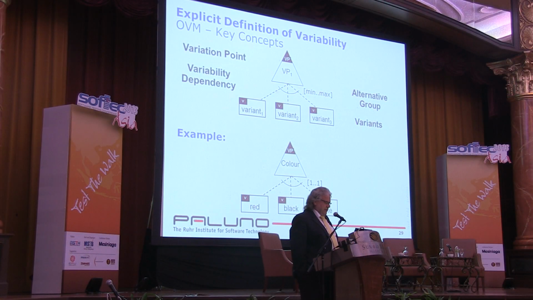With our color example, we have a variation point color, and you have three variants, red, black, and white, and you have a 1..1 because a color can either be black, white, or red, as defined in this model. There's a lot more behind this. I don't go into much detail on how these models are defined or how variability modeling works in detail. There's a book where you can read more if you are interested.